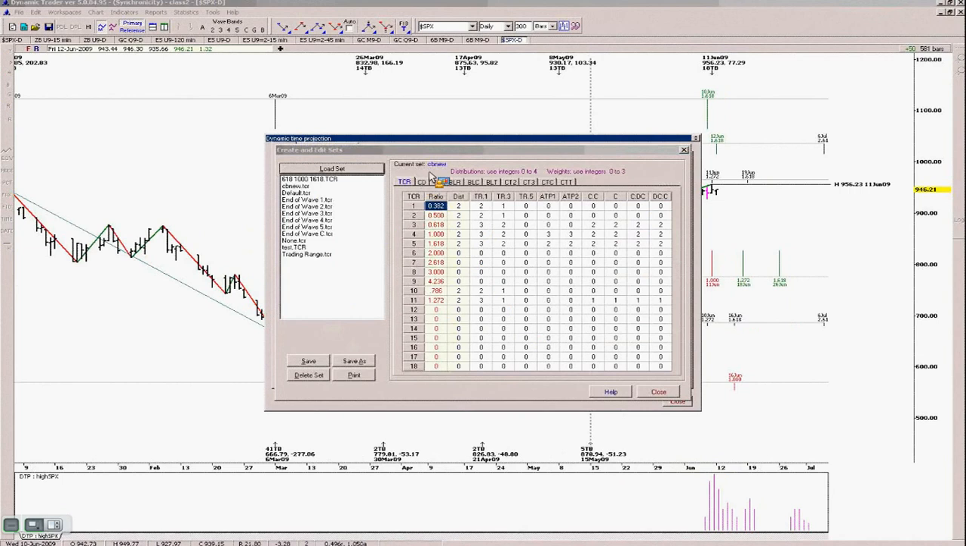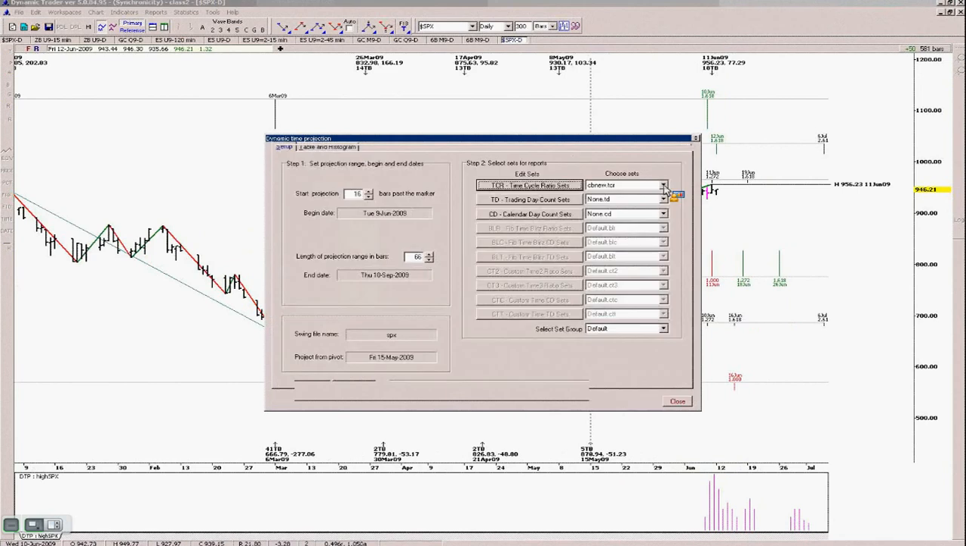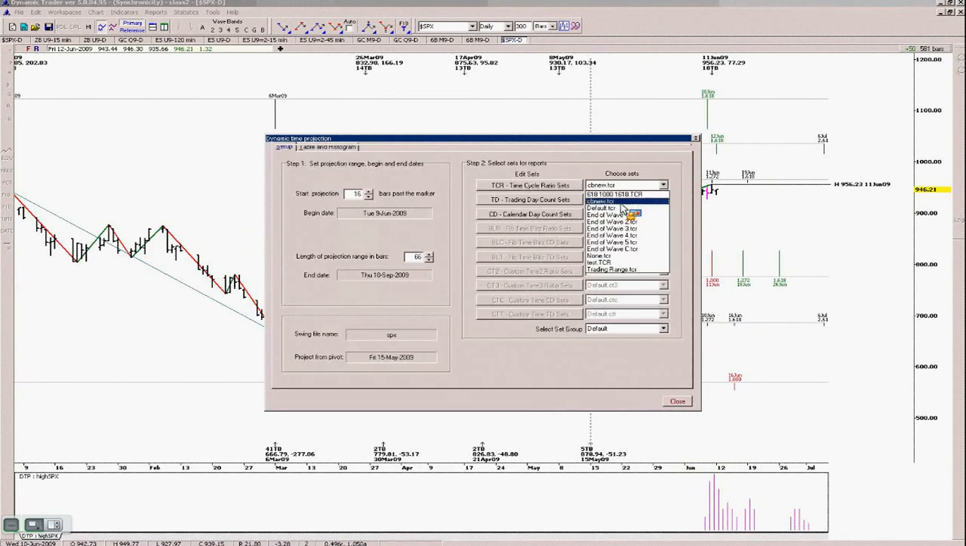Okay, so that's what I have in mind. Now, let's see, close this. You can use the default if you wanted to, or if, let's say, you're using smaller swings, you might want to just use 618, 100% and 1618, and just play around with that, see what works for you.